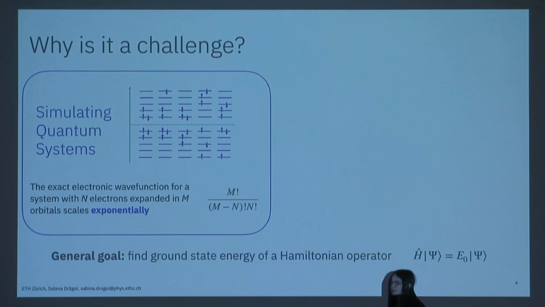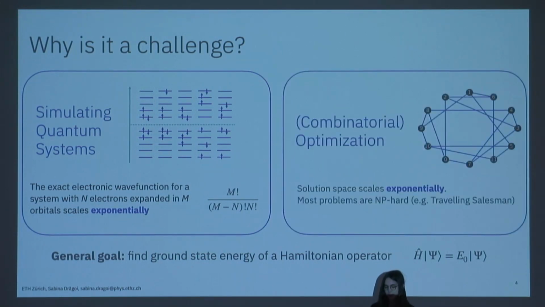So why are these problems hard to solve? Without going too much into the detail, the idea is that the solution space scales exponentially with the system size. So you cannot brute force it. You can come up with smart ways of going around it, and there are definitely approximating algorithms that try to do it, but it is still a challenge for classical computers. And similarly for combinatorial optimization problems, if you are familiar with the traveling salesman problem, all of these are NP-hard problems. And for some of them, even approximating algorithms are NP-hard.